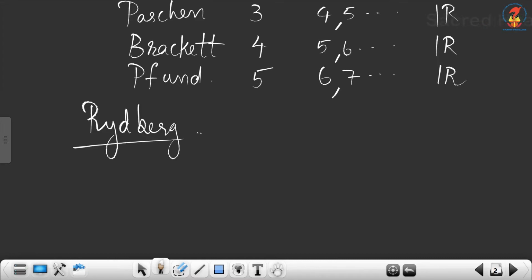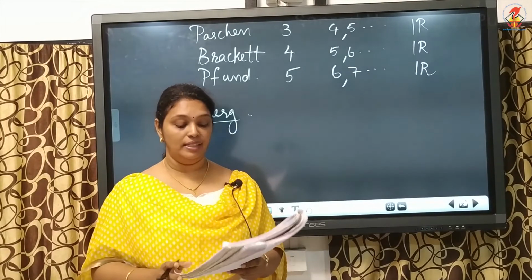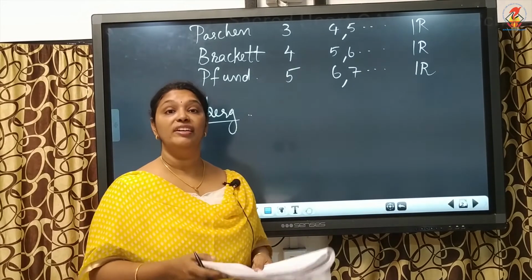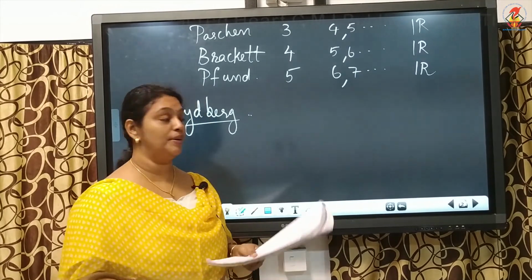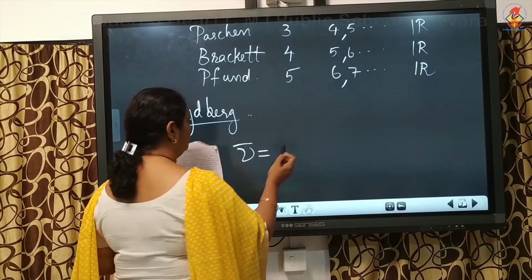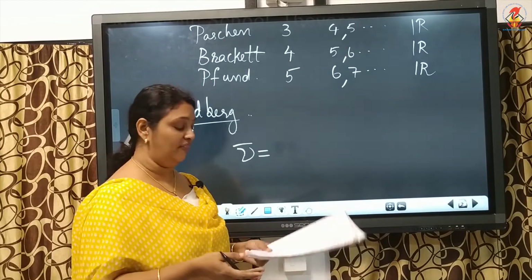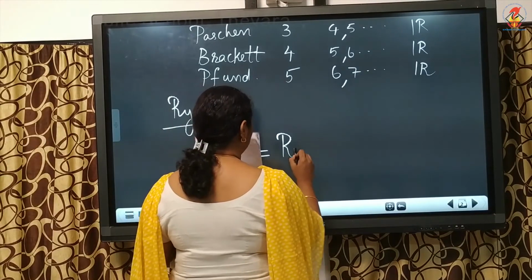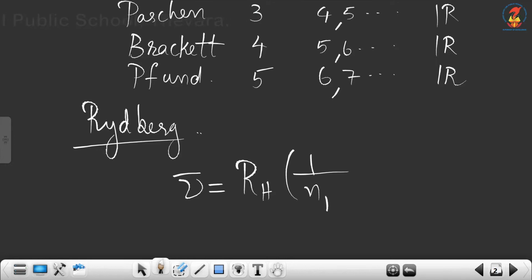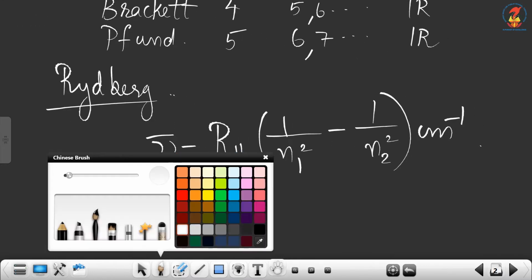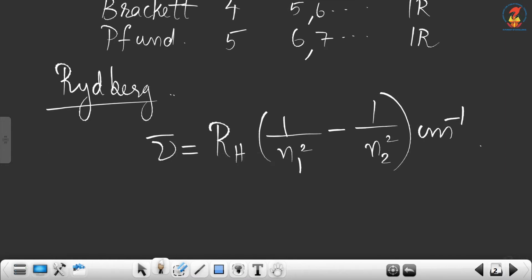Now, a scientist named Rydberg gave a relation for calculating the wavelength of these spectral lines, and the expression is nu bar. We know nu bar means wave number, which is equal to 1 by lambda, the reciprocal of wavelength. Nu bar is equal to RH into 1 by n1 square minus 1 by n2 square, centimeter inverse. Centimeter inverse because it is nu bar. The unit of wave number is centimeter inverse.